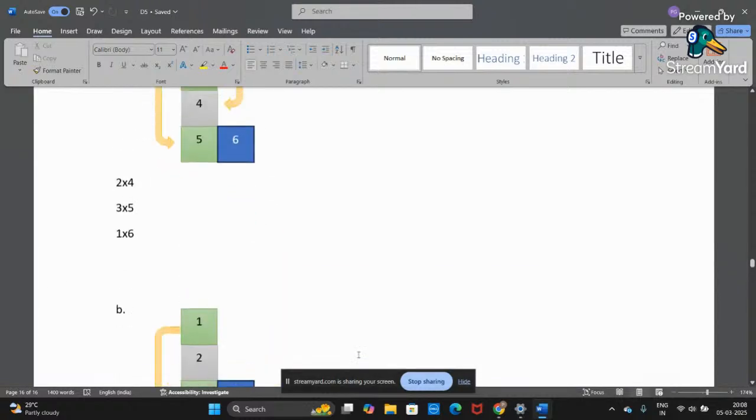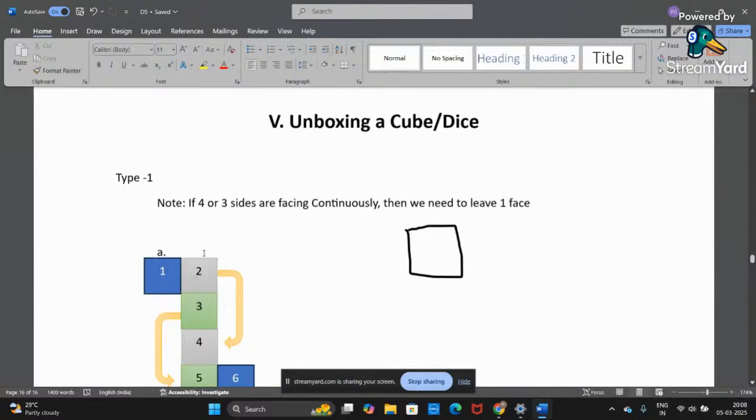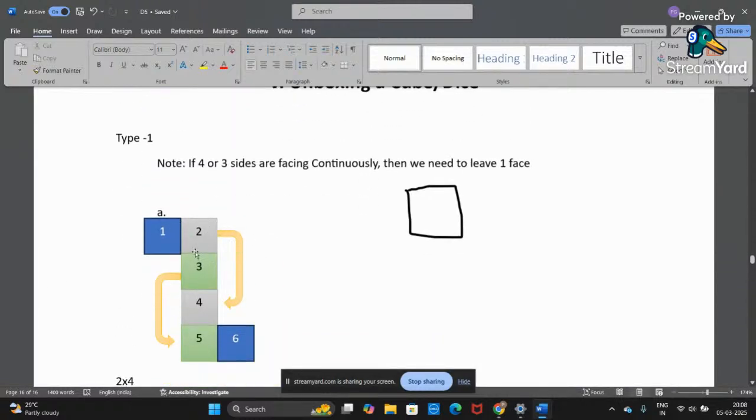Okay, this is type 1. When it is unfolded, it looks like this. So if 4 or 3 sides are facing continuously, here 2, 3, 4, 5 are facing continuously, right? In that case, we have to leave one number to find the opposite face.